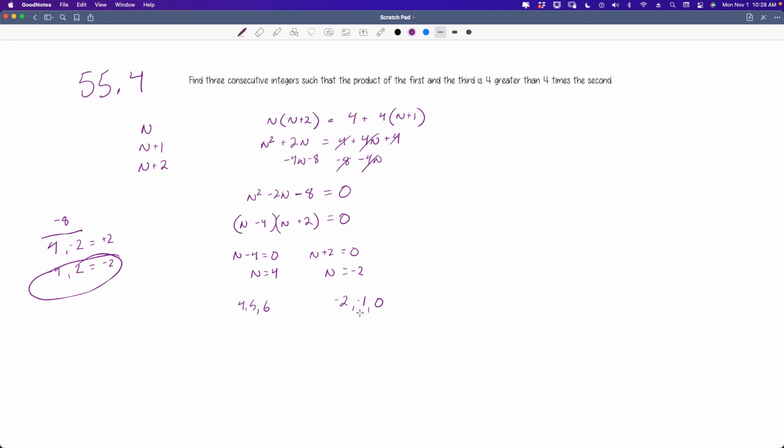So that is something to think about whenever we do one of these word problems and we end up with an exponent of 2 on one of our variables. We can treat it like a quadratic equation and get two possible answers for our consecutive integers.